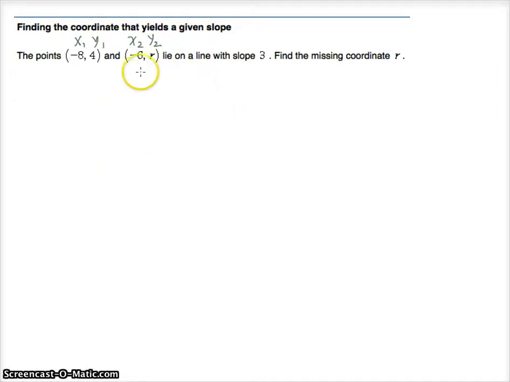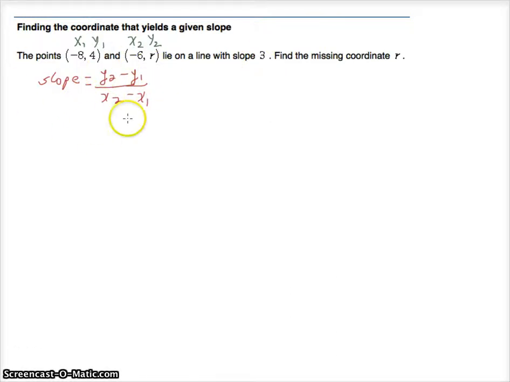So what we're going to need to remember is the formula for slope, and we know that slope equals y2 minus y1 over x2 minus x1. So what we will be providing ourselves is going to be a proportional relationship. And we also need to remember that slope is rise over run. So our slope is 3, but it'll be 3 over 1. We'll see that in a minute.